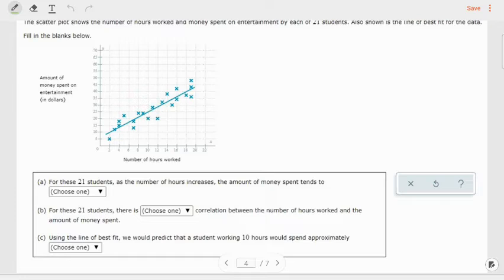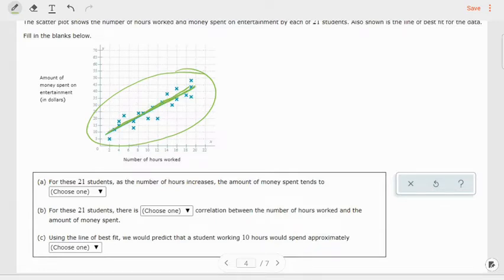So for the 21 students, that's all my dots. And you notice we drew in a trend line. We call this our line of best fit because our line is as central to that data as we can make it. So it's about the same number of dots above and below.